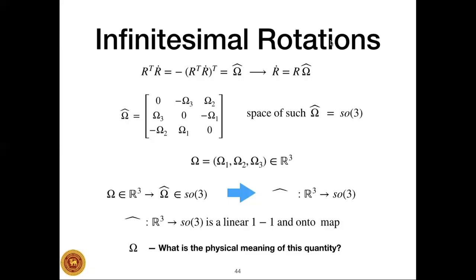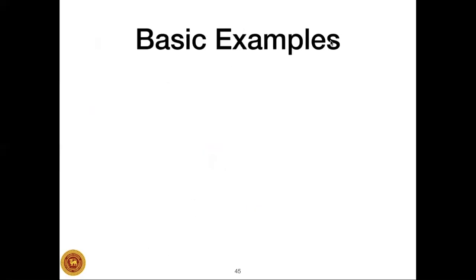So we saw that R dot is equal to R omega hat. Omega hat is a skew-symmetric matrix. Any skew-symmetric matrix can be written like this. Given a skew-symmetric matrix, it can be identified with an ordered triple of numbers. What we are now interested in is whether there is some physical significance to this quantity. That is, you have this omega hat. What is the significance of omega hat? Or alternatively, is there a physical significance of the corresponding R3 element if you construct it this way? That's what we are going to look at in the next few slides.